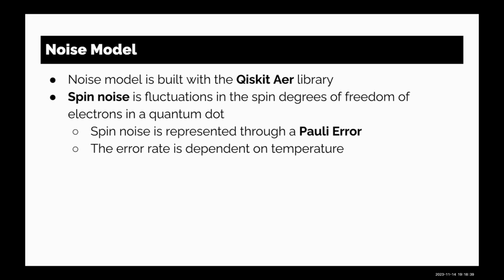Spin noise is represented through a Pauli error, and Pauli errors are common errors in quantum computing that can arise from various sources, such as imperfect gates, environmental interactions, or other noise mechanisms, and the error rate is dependent on temperature.